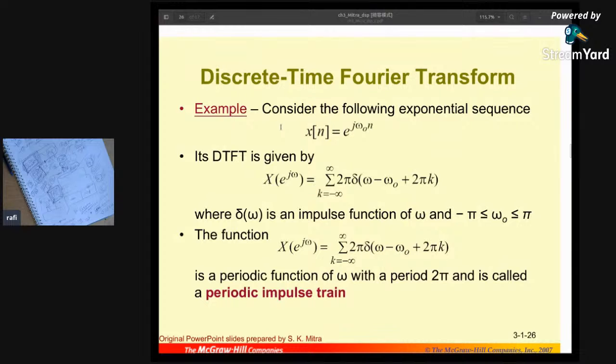So this is one example. Find the DTFT of x of n is equal to e power j omega naught n. This is a sinusoid of a particular given frequency omega naught. Omega naught is a constant here, so you should not treat it as a function of omega. Omega naught is some constant like 0.1 pi, pi by 3, something like that. So if you want to find this DTFT, just substitute in the equation.